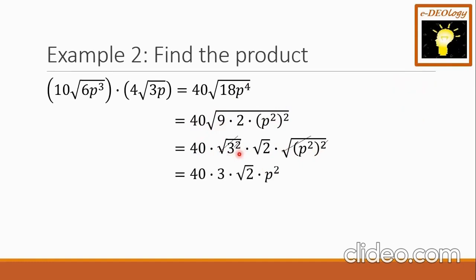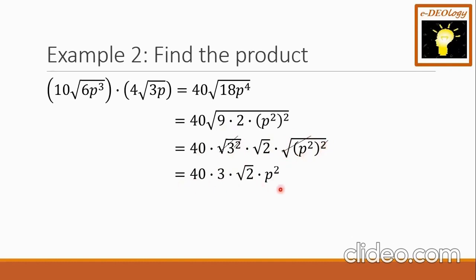The next is, we will show that 9 to be a 3 squared value. And then, we are now to simplify further. I copy first the 40. On this term, I cancel the radical along with that power 2. So only the base 3 will come down. For the square root of 2, we simply copy here. For this term, we cancel the radical along with that power 2. So only the base p squared will come down here.